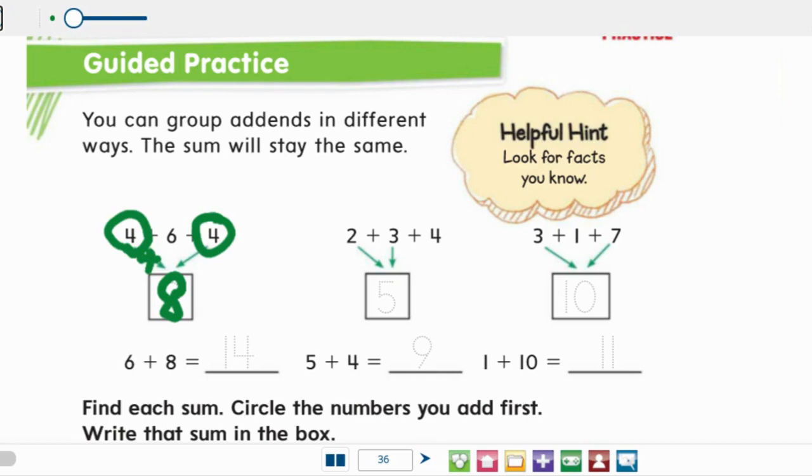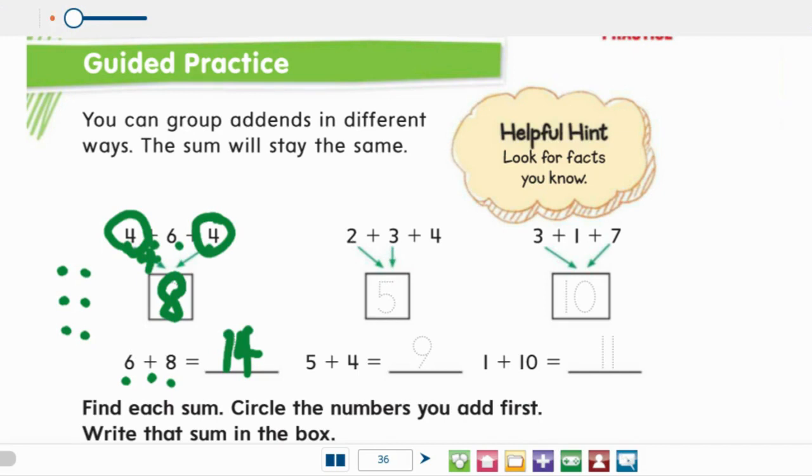Well, I'm going to add by counting on. So I'm going to start at 8, and then I'm going to add 6 more. So 8, 9, 10, 11, 12, 13, 14. All right, because 6 plus 8 was 14. So when we had 4 plus 6 plus 4, we added the 2 4s together to get our 8. Then we brought that 8 down here, and we did 6 plus 8 to get our 14. All right, well, let's go ahead and move on to the next one.